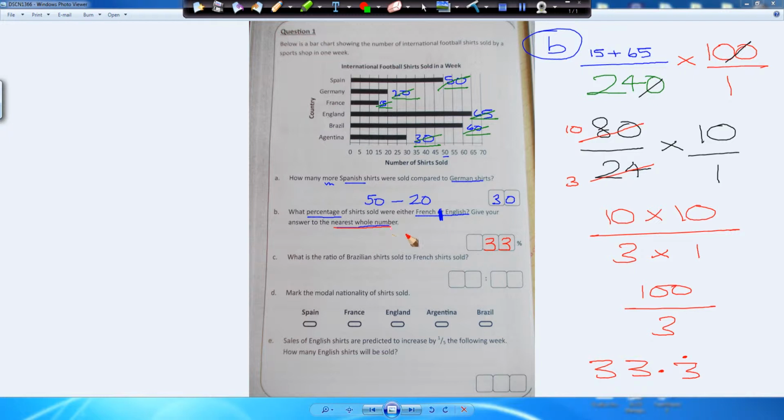Percentage questions. This is how we do percentages. You have to be familiar with what percentage is, and also the cancelling. We're doing lots of cancelling, aren't we? In the last papers that we've done. Good. Here comes the next question.